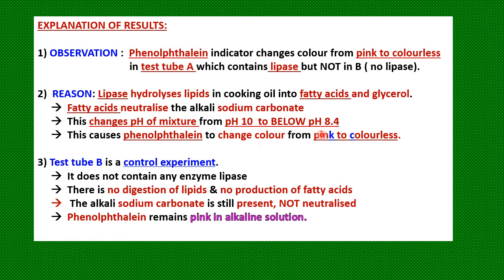So remember, pink in alkaline conditions, alkaline got a K there, so it's pink, there's a K here also. Colorless condition occurs in acidic conditions, so acid, AC, and you can see there's also a C in the word colorless. So the phenolphthalein is colorless in neutral and acidic conditions. So test tube B is a control experiment. It does not contain any enzyme lipase. There's no digestion of lipids, no production of fatty acids. Thus, the alkaline sodium carbonate is still present, not neutralized, and phenolphthalein remains pink in the alkaline solution.